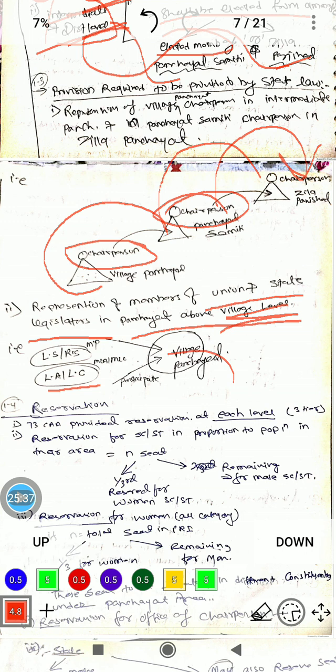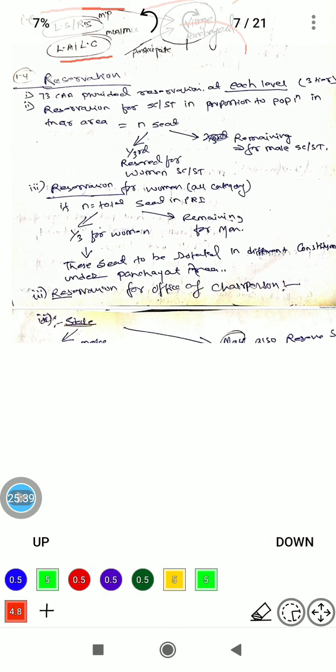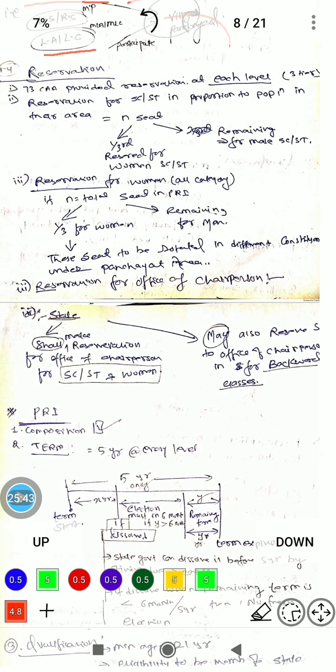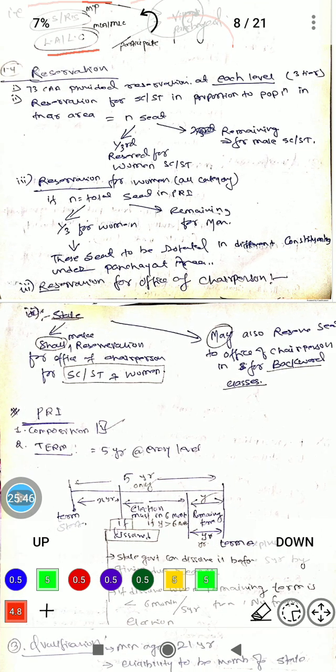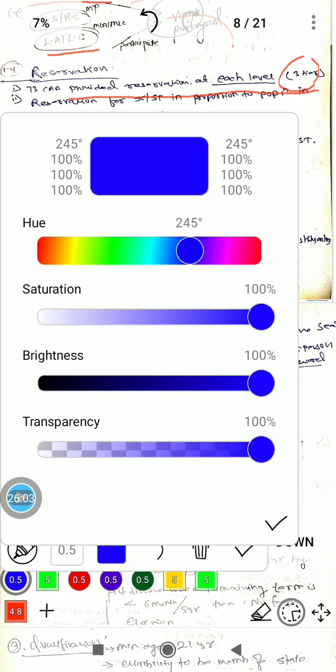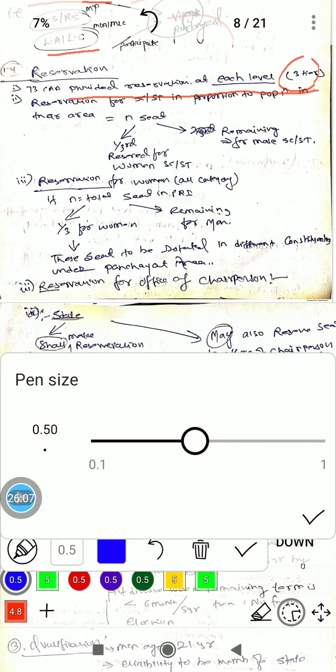Okay. Now let's talk about the reservation. The 73rd constitutional amendment provided the reservation at each level, that is at the 3-tier. So the 3-tier means there are different levels of government, and the reservation will be there at every level.